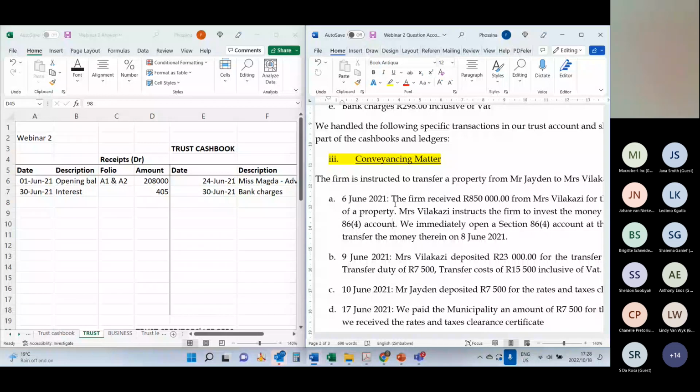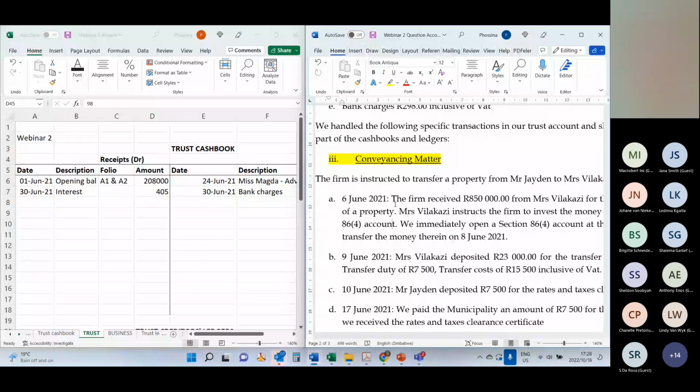Then in the conveyancing matter with Mrs. Vilakazi, on 6 June, the firm received 850,000 from Mrs. Vilakazi for the purchase of the property. So the firm is receiving. What do we think of? We then go and think of our cash book. We start receiving 6 June 2021. It's Jaden stroke Vilakazi, because we'll create a ledger like that. How much? 850,000. So this is for our conveyancing matter we've received.